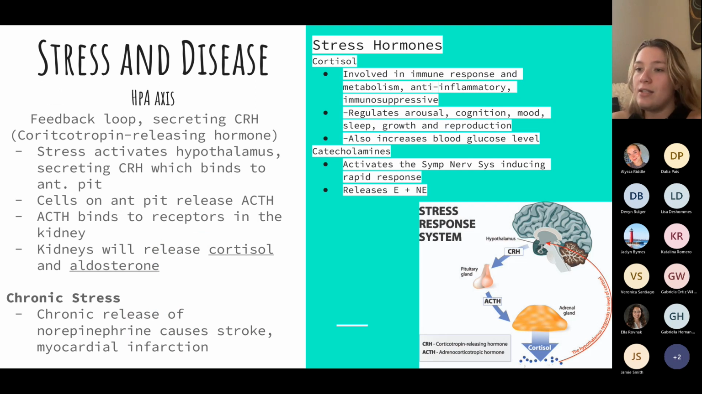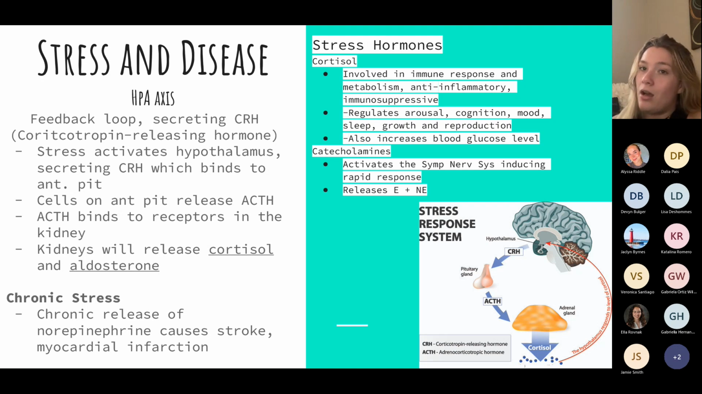So, stress and disease. We have our HPA axis, our hypothalamic-pituitary-adrenal axis. Essentially, what happens is that when my brain gets stressed, it releases CRH, which acts on the pituitary gland to produce ACTH. What does ACTH do? Acts on my adrenal gland, produces cortisol. So if we're in fight or flight or we get stressed, my blood sugar is going to be increased because it increases my blood sugar to try to increase my energy reserves.